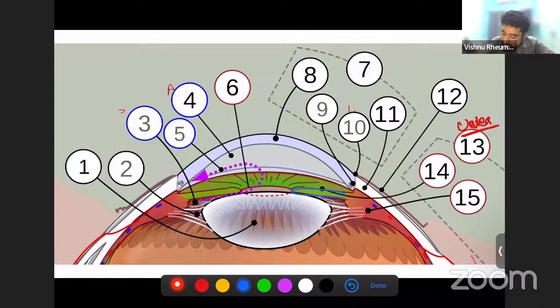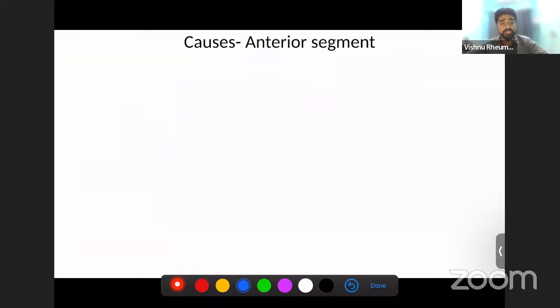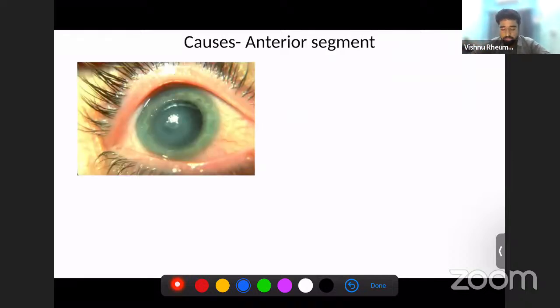Iris, that is something that we had discussed in the beginning. This is the iris, and this whole thing is your ciliary body. So once we see that, then we will see what the main components or main pathologies of your anterior segment are, because this is the most important area.